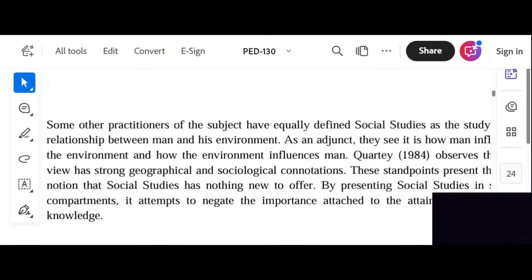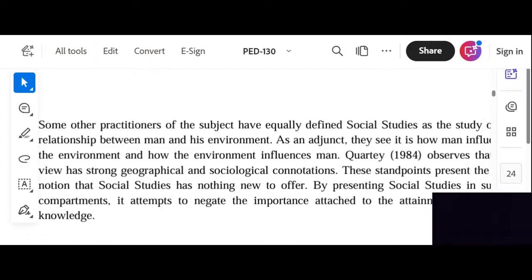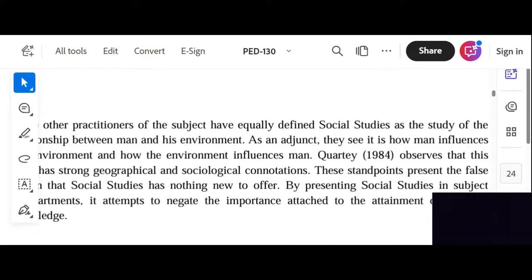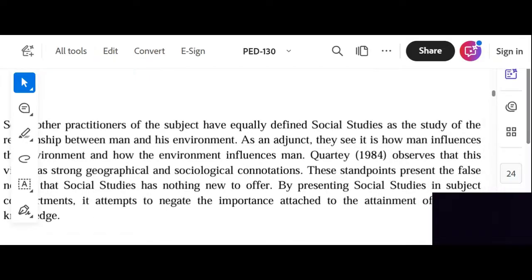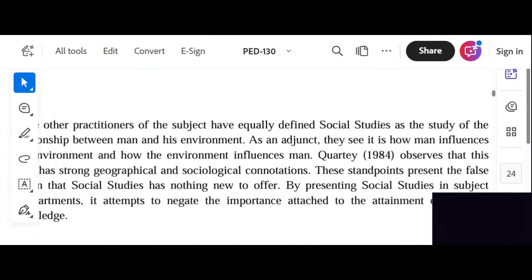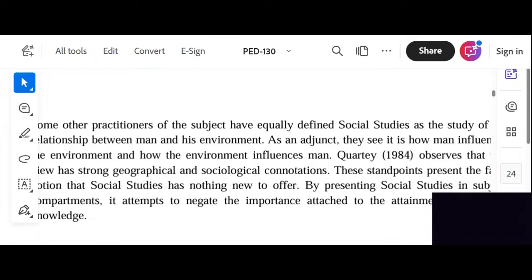The second misconception or definition that we will look at is the one that says that social studies is the study of relationship between man and his environment. Well, as an adjunct, they see it as how man influences the environment and how the environment influences man.